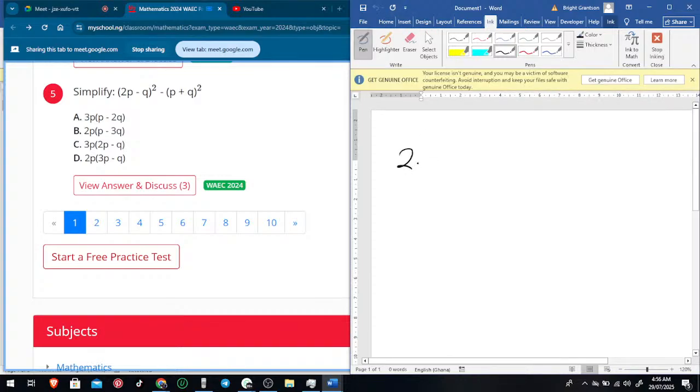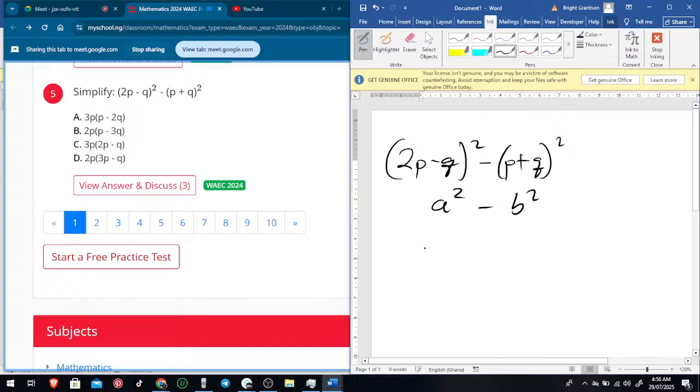You open this one: 2p minus q, squared, minus p plus q, squared. Now this is a difference of two squares. Whenever you see a squared minus b squared, it is a difference of two squares. So it's going to be a plus b and a minus b. You don't have to expand everything. Do you understand? Yes, sir. So this one is just a difference of two squares.